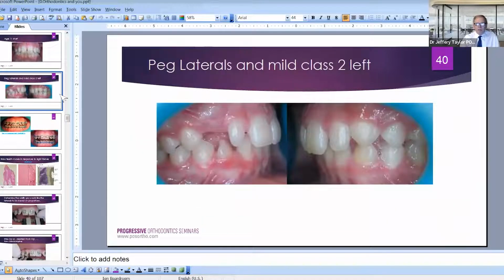There, and mild class 2 on the left side, maybe like 3-4 millimeters, but the peg laterals are the big thing. And, you know, I'd hate to see this guy go through life with those nasty looking peg laterals being so small like that. Plus, you just can't make the teeth fit together like that when you have an unequal amount of tooth mass between the right side. So what are we going to do for him?